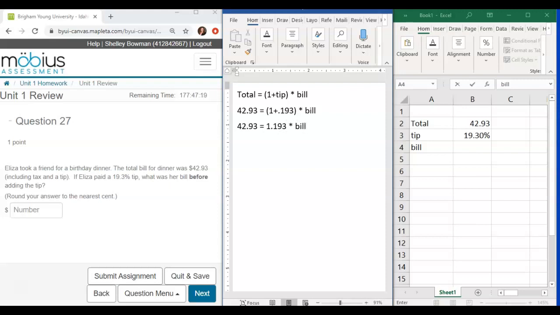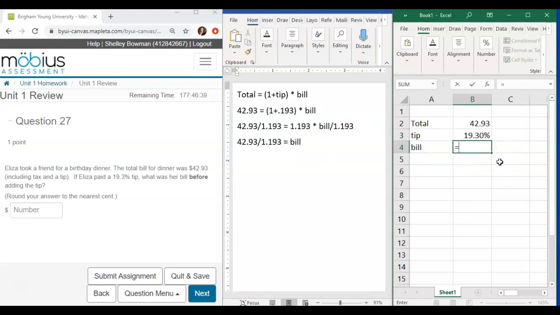and to continue solving this we'll divide both sides by 1.193 so that it will divide on the right hand side to be 1. Or we can say that it cancels because this divided by this is 1, which leaves us with just the bill on the right hand side. In fact, just to save us some time on typing, I'm going to copy and paste to show my next step. The 1.193 divides out, and I'm left with just the bill, which is 42.93 divided by 1.193, and we can do that over here in Excel.